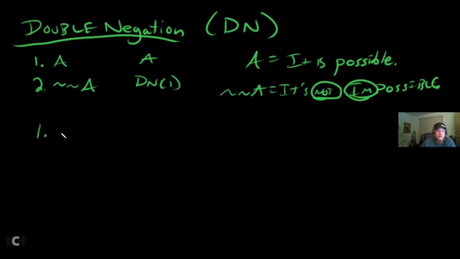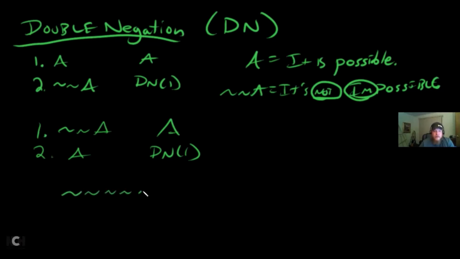If I had just squiggle squiggle A, so you had an assumption, it's not impossible, and I want you to prove that it's possible, then I can say, line 2, A, double negation, line 1. So here's the deal. The way double negation works is as long as you have an even set of squiggles, it's always the same thing as having no squiggles. So look at this. Even if I had not A with ten squiggles, 1, 2, 3, 4, 5, 6, 7, 8, 9, 10, if I have an even number of squiggles, it's the same thing as having no squiggles. Double negation on line 1.